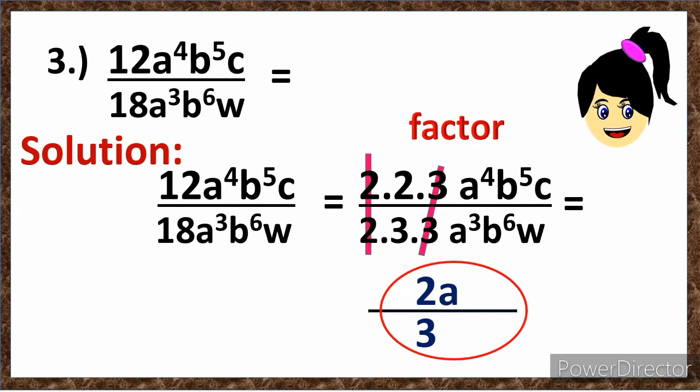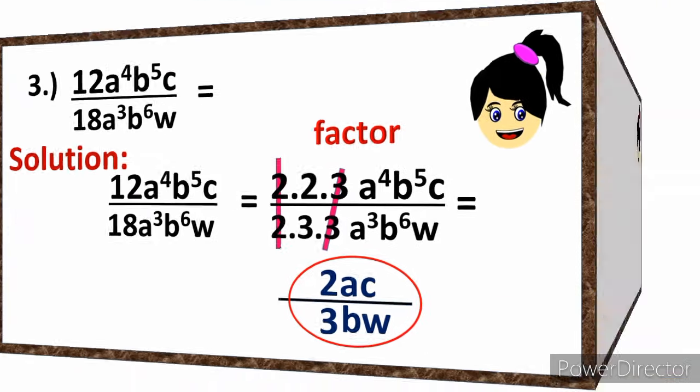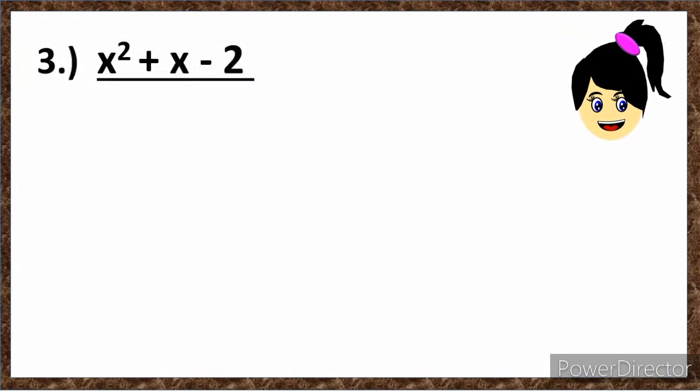Next, b raised to 5 over b raised to 6. Quotient power, we subtract the exponents. 5 minus 6 is negative 1. So we have b raised to negative 1. Let's make it a positive exponent. Apply the negative exponent, so it will become 1 over b. That is why the b is in the denominator. Next, we're going to copy c and w, because they have no common, so we just copy them.